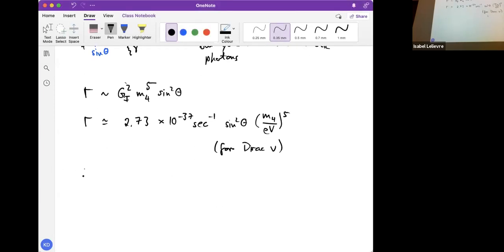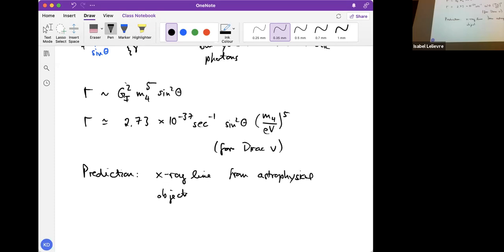So let me write this down. Prediction is an X-ray line from astrophysical objects with a high dark matter density.